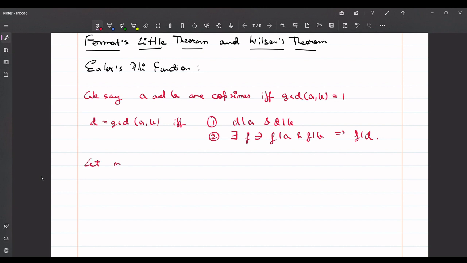Now let n be a positive integer. Suppose n is a positive integer, phi of n, which we call the Euler's phi function, phi of n is the number of coprimes of n. Okay, so Euler's phi function basically gives the number of coprime numbers of some specific value n. Is it understood?